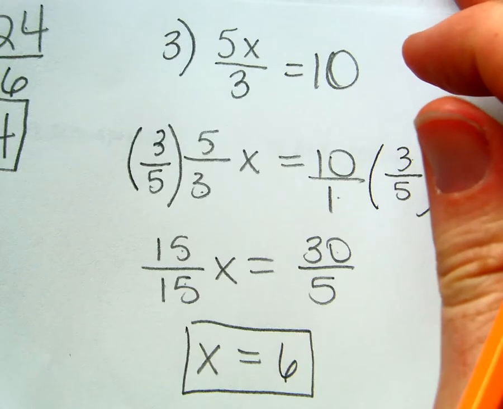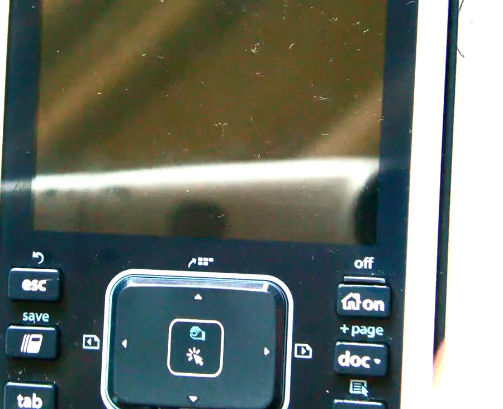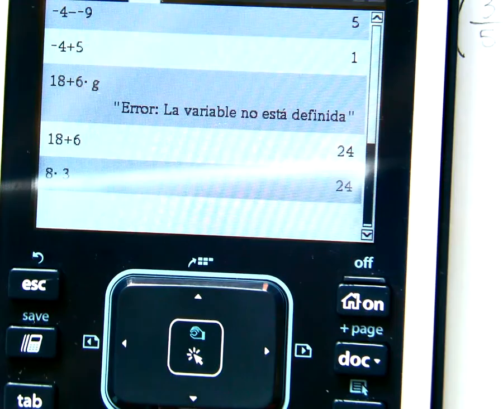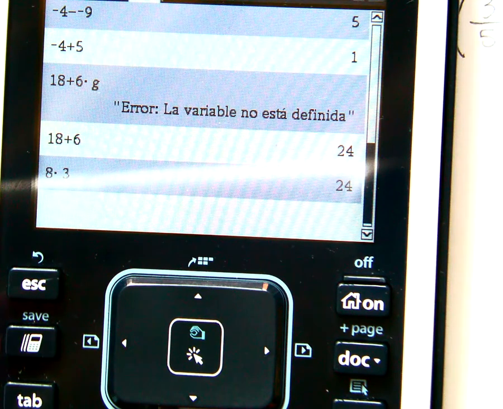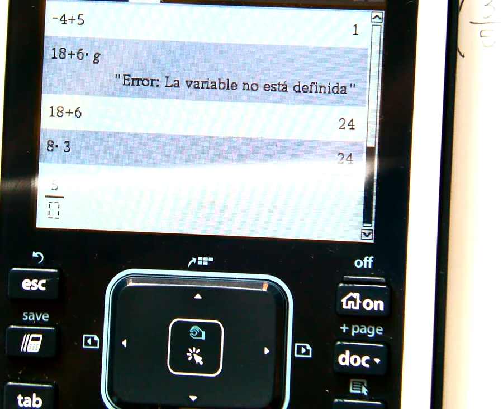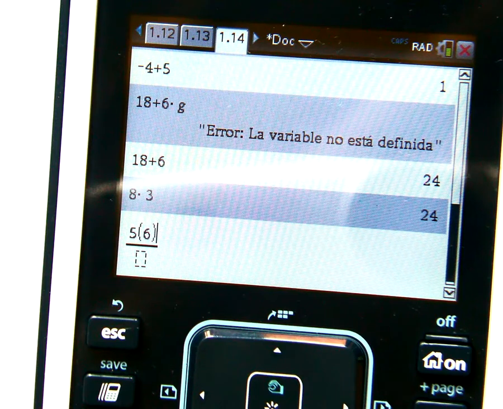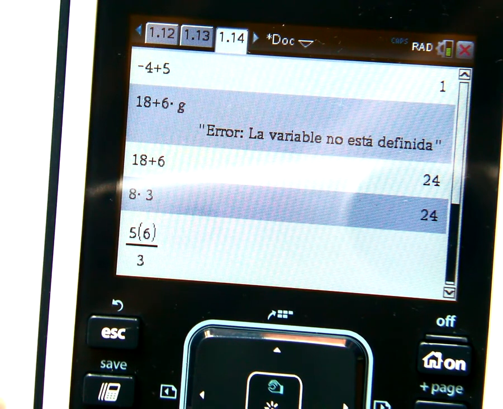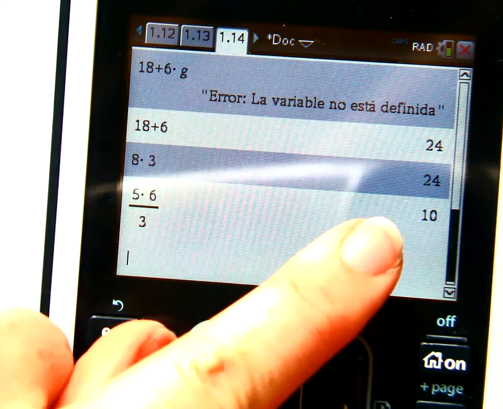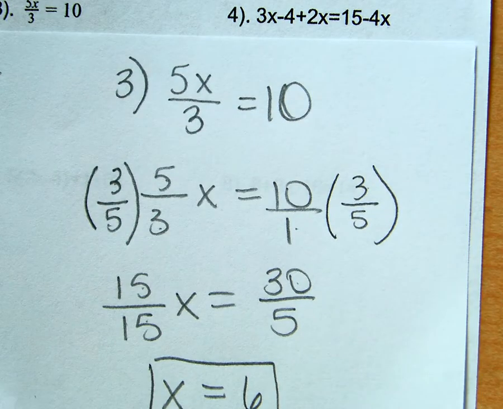And if I wanted to check that, I might use a calculator on this one, right? So I'd be checking 5x over 3 equals 10. Let's see if we can see this. Yep. So we're going to do control divide. 5 times, what did I say the answer was? I've forgotten. 6. 5 times 6 over 3 and hit enter. And my answer is 10. And that's what it should be equal to here. So yes, indeed it is. So my answer is correct.